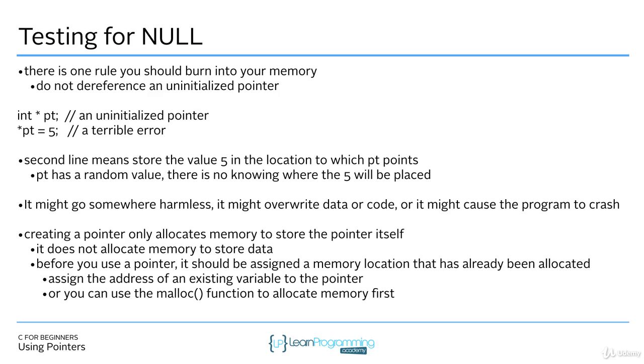Whenever you use a pointer, if you created it and it was null, you want to check it for null beforehand. We'll talk about that in a second. But if you created a pointer and it wasn't initialized, do not assign anything to it unless it's either pointing to another initialized variable or having memory allocated.